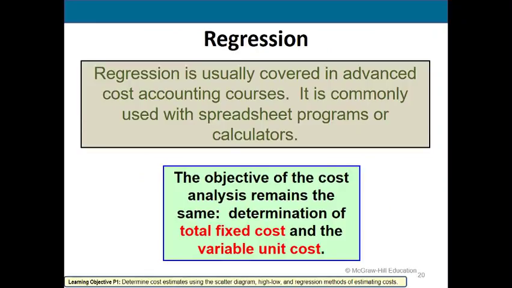There's also something called the regression method, which is beyond the scope of this course. It's a basic course, and that's way beyond this. But you can certainly do it with a spreadsheet program such as Excel.